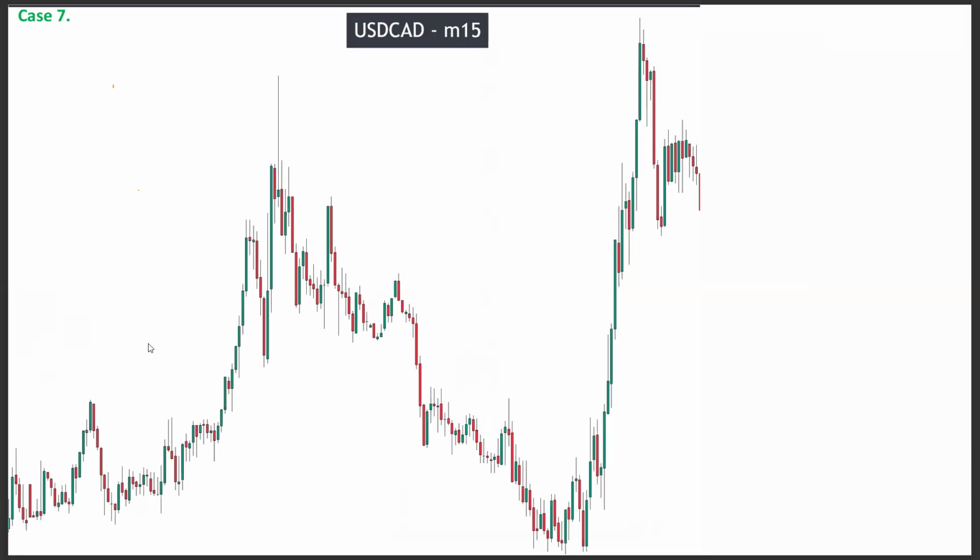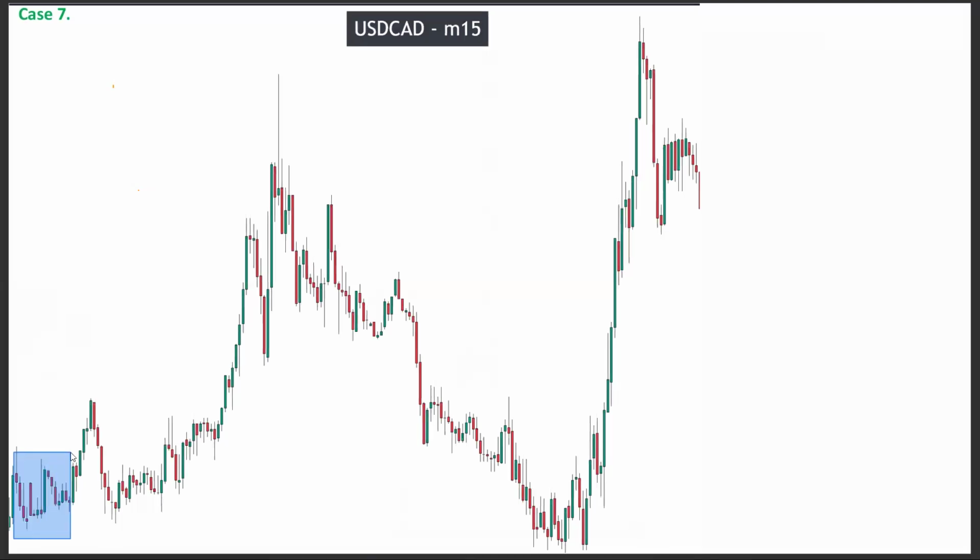Now let's look at this. Start off with a range from this point. There's a range here. Price has broken out of the range with this Marubozu. So that's a valid breakout.